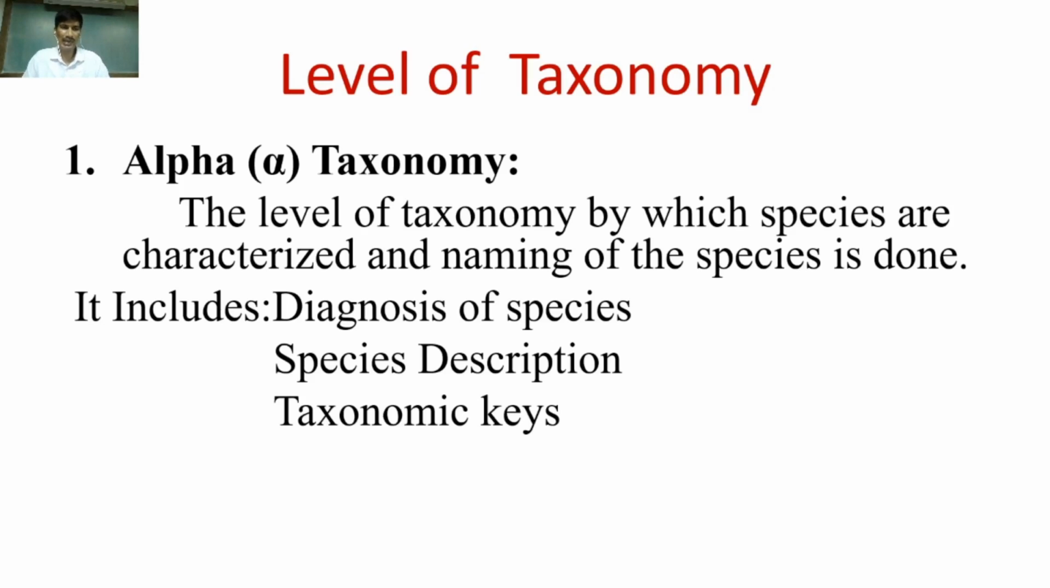The taxonomy levels: basically taxonomy has three levels. Which are the three levels? The very first level is the alpha taxonomy. The alpha taxonomy is the level of taxonomy by which the species are characterized and the naming of the species is carried out. That means in alpha taxonomy, we do the characterization and naming of the species, and it includes the diagnosis, then species distribution, and the taxonomic key used for identification.